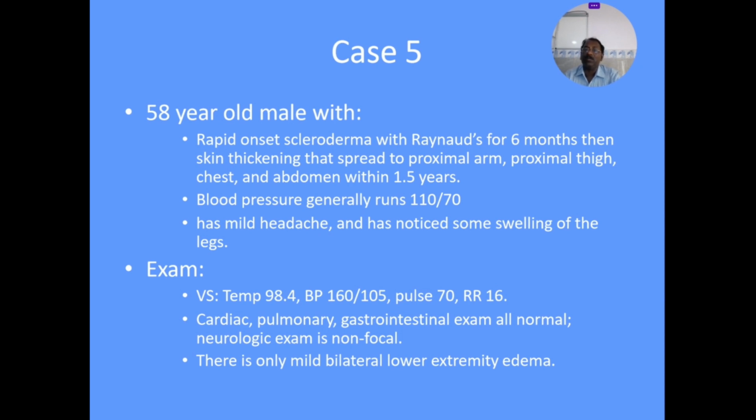How much systolic, how much diastolic? Systolic, nearly 50 millimeters of mercury. Diastolic, nearly 35 millimeters of mercury. So that is the rise of the blood pressure here. So that could be the reason for the headache. Okay, pulse is normal, respiratory is normal. Cardiac, pulmonary, gastrointestinal exams are normal here. Neurological examination is non-focal. There is only mild bilateral lower extremity edema.